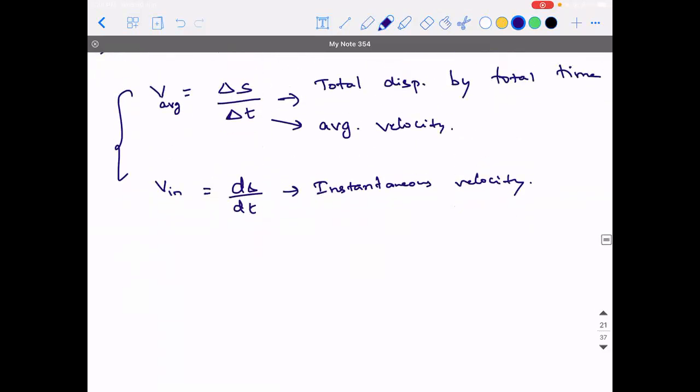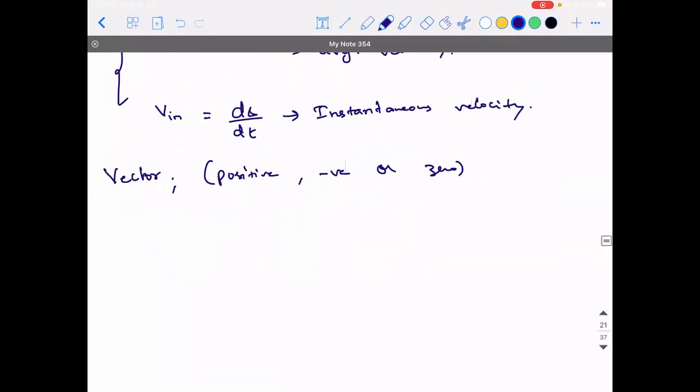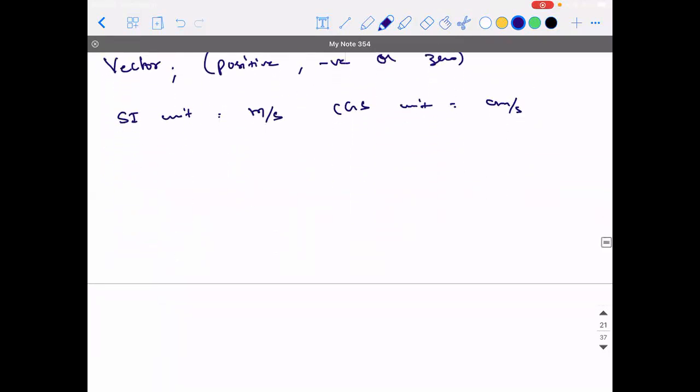And similarly, velocity is also a vector quantity. It can be positive, negative, or 0. Right. Now, what is going to be the SI unit for it? It is meter per second, and the CGS unit is centimeter per second.